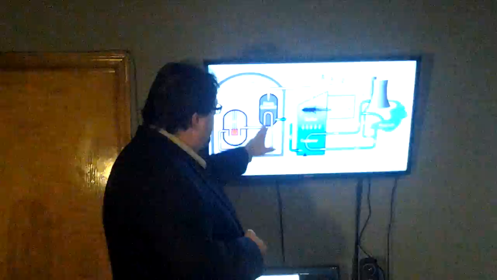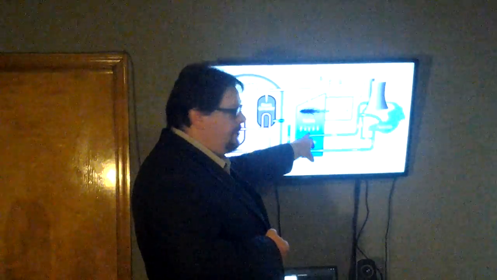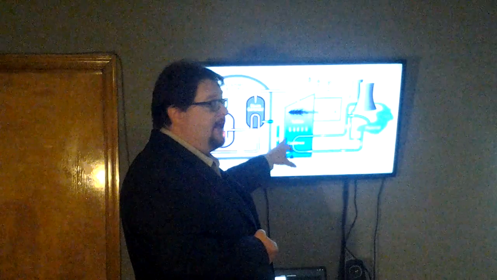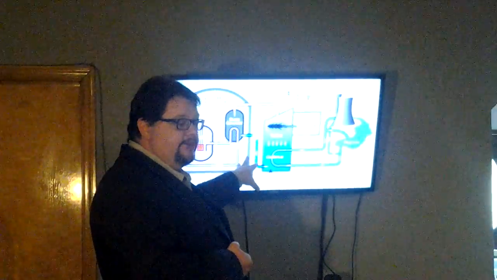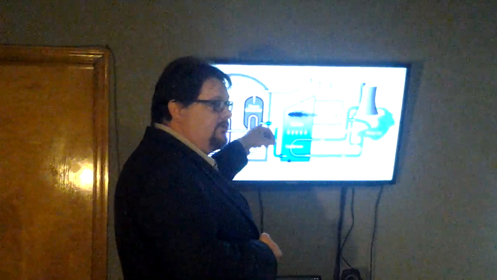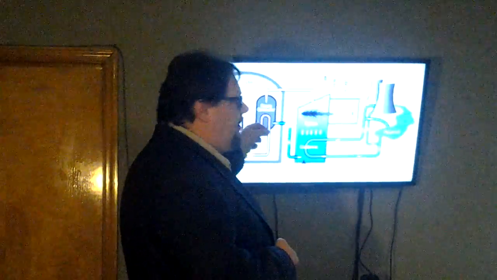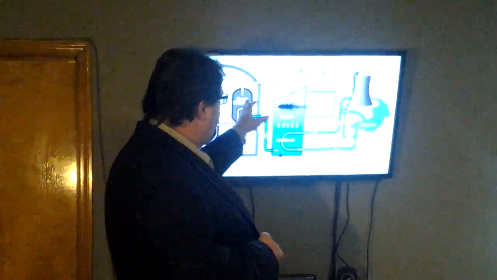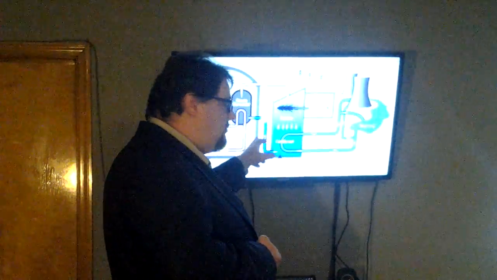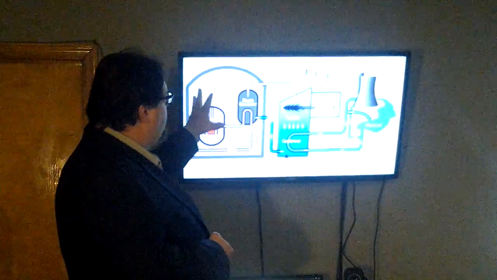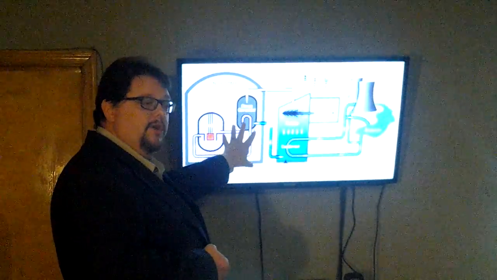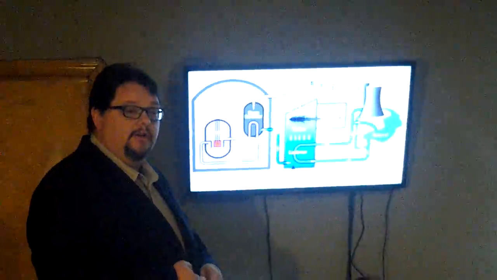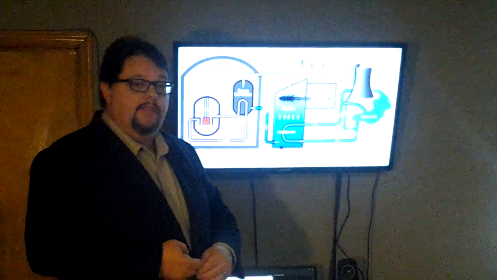This loop of water does not go through the reactor itself. So this loop of water is clean. It has not been exposed to any radiation. It has not been exposed to any radioactive decaying elements. And therefore, all the radiation and all the radioactive elements in a PWR are contained inside the containment structure itself. That is the reason it is the preferred reactor in this day and age.